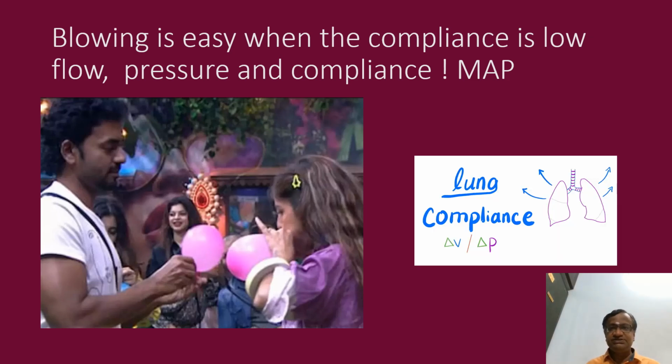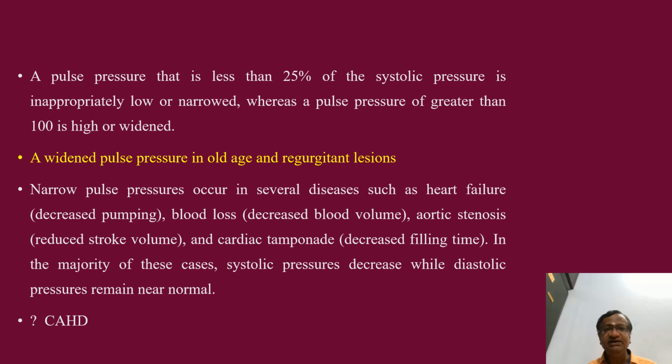Pressure and compliance. Now, lung compliance is delta V by delta P. A pulse pressure that is less than 25% of the systolic pressure is inappropriately low. Widened pulse pressure is seen in mitral regurgitation and aortic regurgitation. The BP may be 140 by 40, so you think of old age or MR or AR.